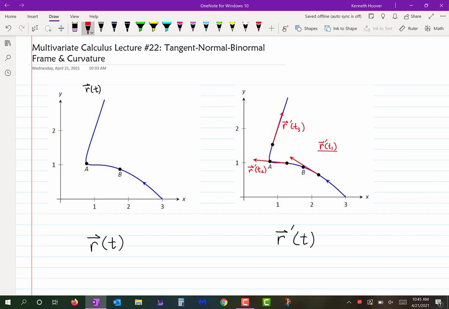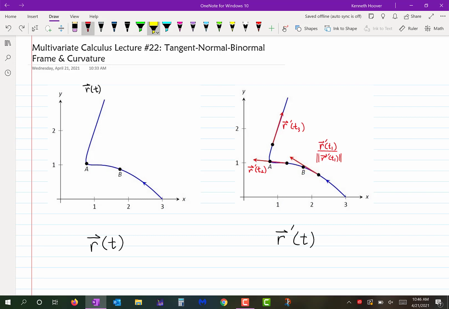I divide that by the magnitude of R prime of T1. In other words, I multiply the vector by the reciprocal of its own magnitude. And then that vector will be guaranteed to have a length of 1. When you take any vector and divide it by its own magnitude, what do you get? You get a vector where the direction hasn't changed, but the length has been rescaled to be a length of 1.